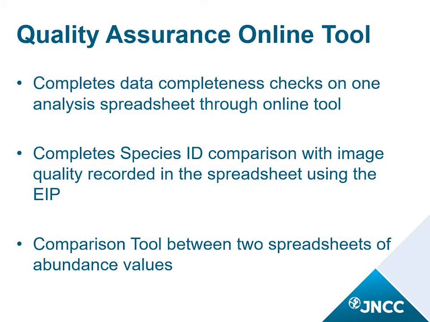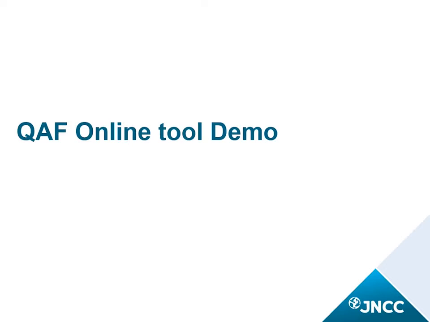There's a comparison tool which looks at 2 different spreadsheets of data and compares if there's anything that's different between them. So if you have data that has different abundance records, if you've done a quality assurance and the quality assurance has come out with a different value for your abundance of that specific species, it will flag that so you can see it. Leading on to Graeme to talk about the tool.